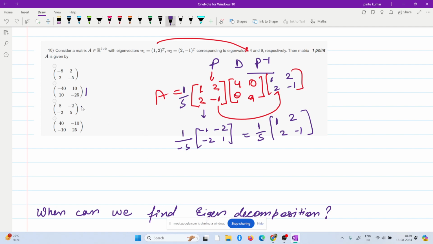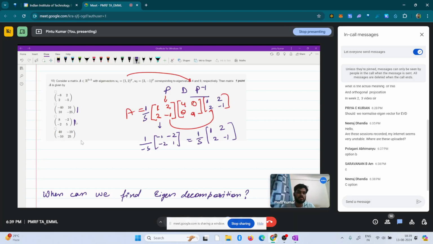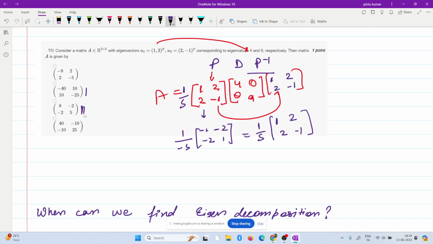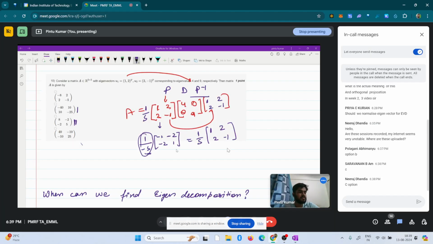Somebody says option C. So we have two different opinions. Somebody else also says option B. We'll see. Probably it's just the division by 5 or minus 1 by 5 in the determinant that somebody might have missed. From here to here, I only see that it is division by minus 1 by 5.